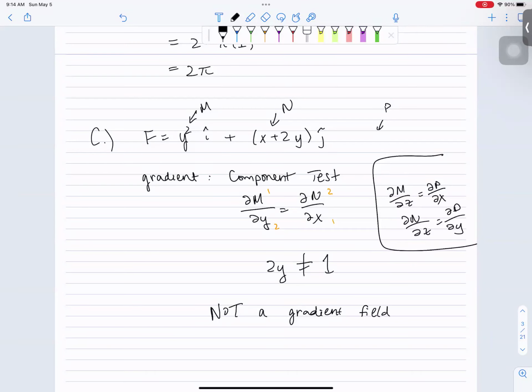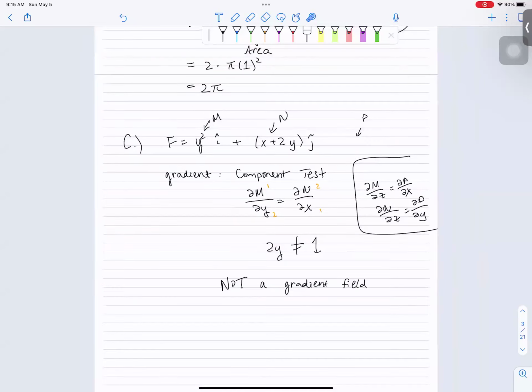Okay, questions on problem 1. I'll note that if you had 3 components, this has to be equivalent, this has to be equivalent, and this has to be equivalent. But these numbers don't have to equal those numbers. They're separate. You just need this equality and this equality. And if just one of them is not equal, then it's not a gradient field.